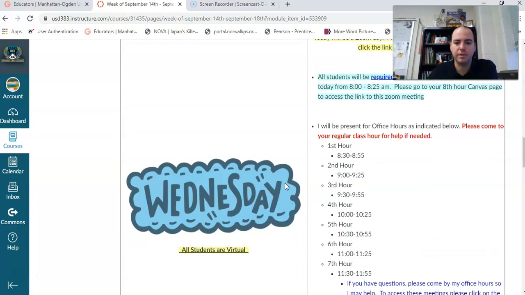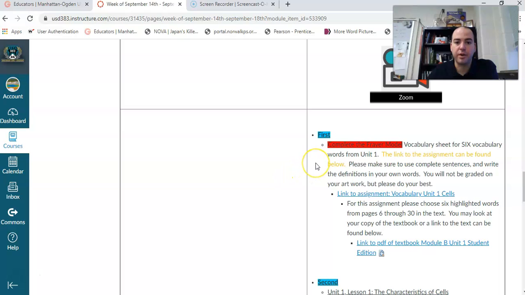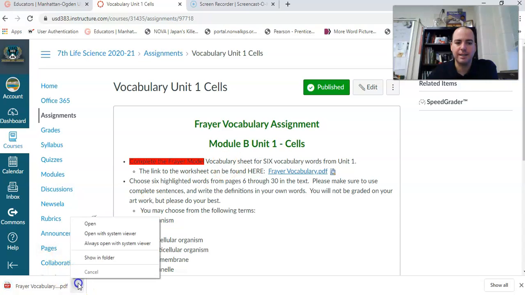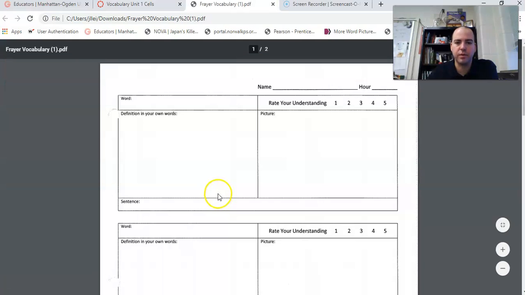For virtual assignments this week, we're going to have a Frayer vocab. So what a Frayer vocab is, let me bring this assignment up here. A Frayer vocab, what you guys are going to do is pick six vocabulary words from unit one in your book. You're going to write the word that you pick right here. You're going to write the definition in your own words. That's important, in your own words. You're going to draw a picture of it.